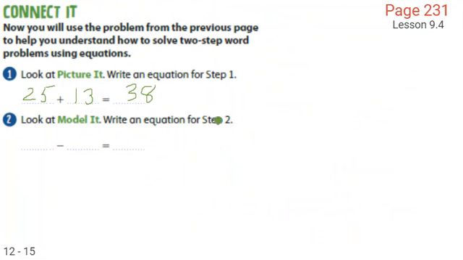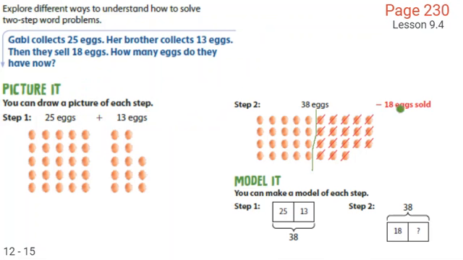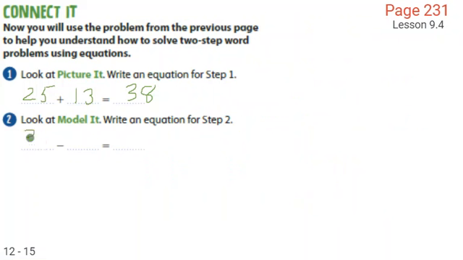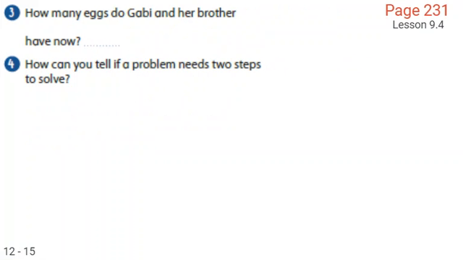Okay, model it. Write an equation for step number 2. We have 38 minus 18, again, down here. 38 minus 18. See the differences? Or the similarities, rather. Here we go. So we have 38 minus 18 equals 20. All right. Let's continue on with page 231. So how many eggs do Gabby and her brother have now? They have 20.